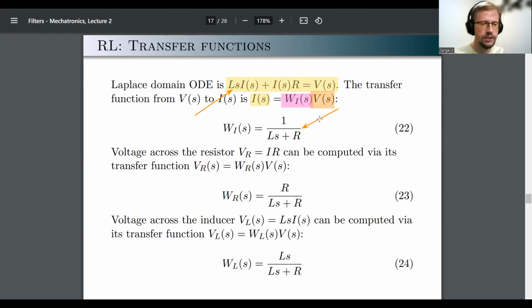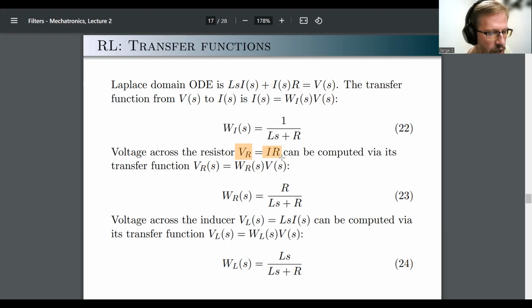So from this equation, again, I express I, and what I would get is V divided by Ls plus R, and then V. So the transfer function itself is this part. V is not part of the transfer function. Okay, so this is a transfer function. It is a transfer function from V to I. Now, we could also find the transfer function from V to VR. VR is the voltage across a resistor.